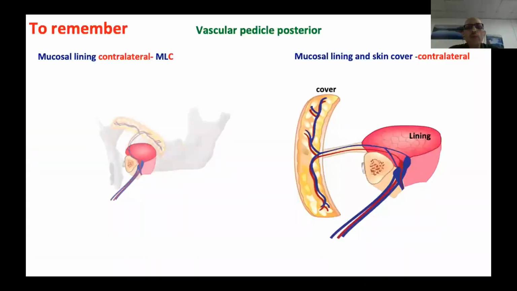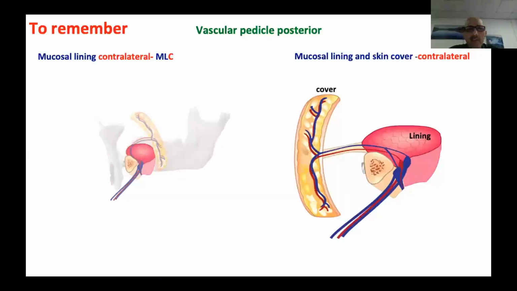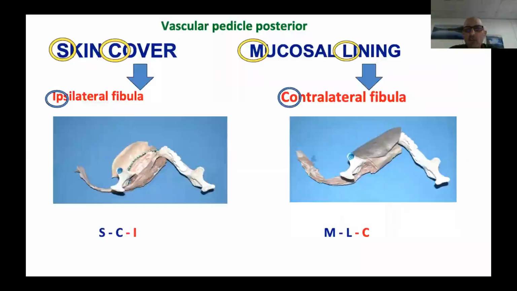Now, if we go with the vascular pedicle posterior and we are using the contralateral fibula, this is the particular way the pedal comes very easily inside the oral cavity that we have already seen. So that becomes an important consideration. The important thing to remember is that if we want skin cover outside with the vascular pedicle posterior, then we have to use ipsilateral fibula.